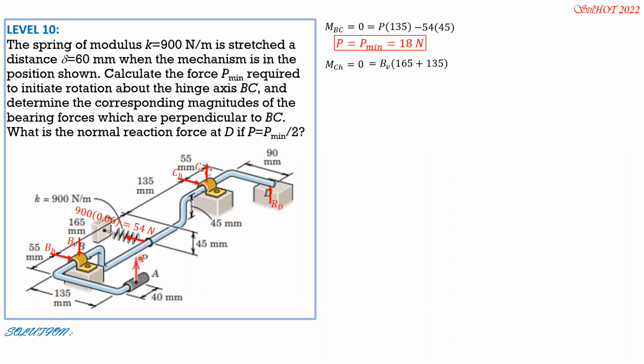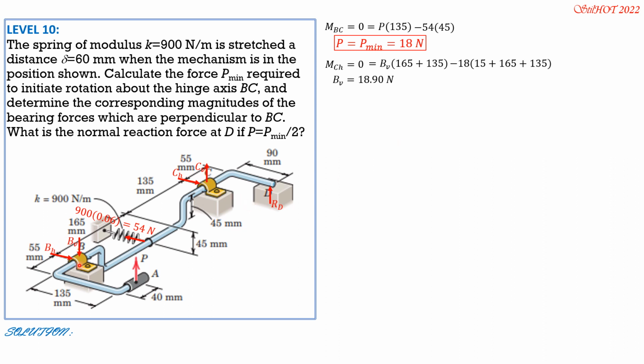Then minus P, the distance is, take note, this is 55, this is 40. So the distance of P from BH is 15, 55 minus 40. So 18 times 15 plus 165 plus 135. Those are the only forces involved. So we can solve B vertical equal to 18.90 newtons.